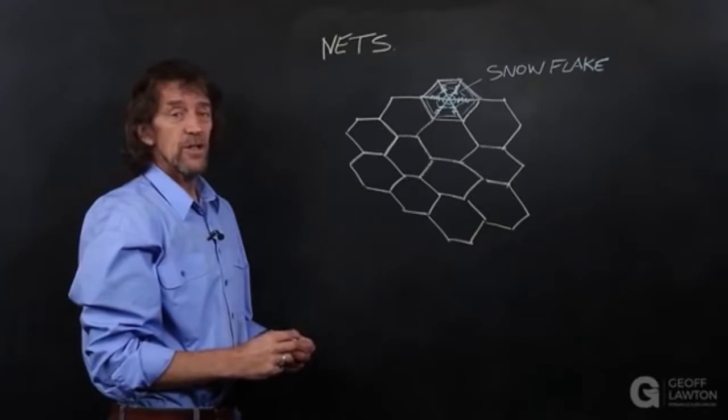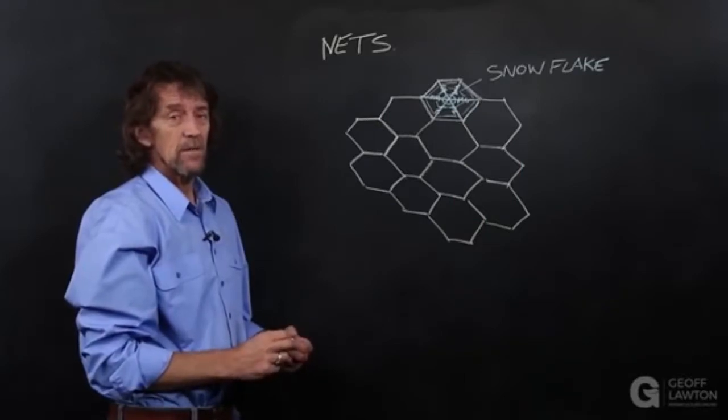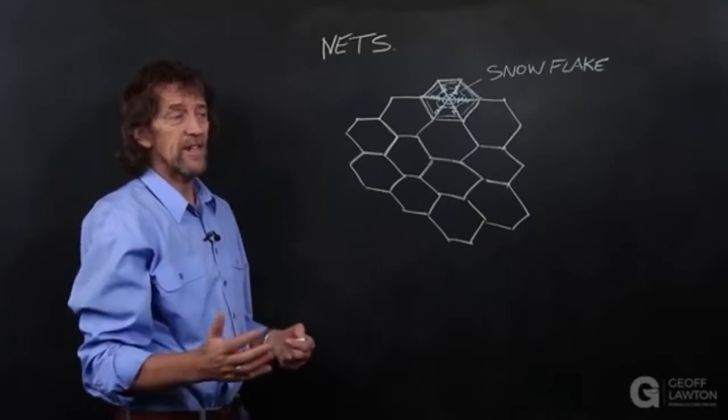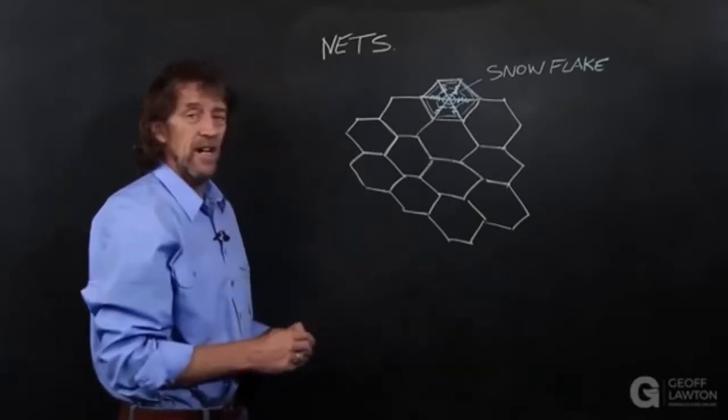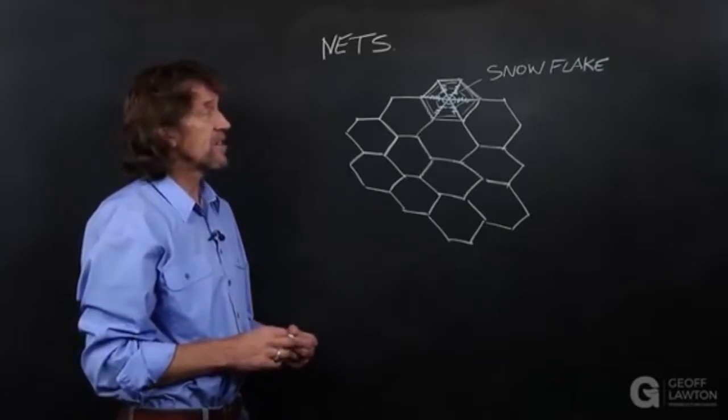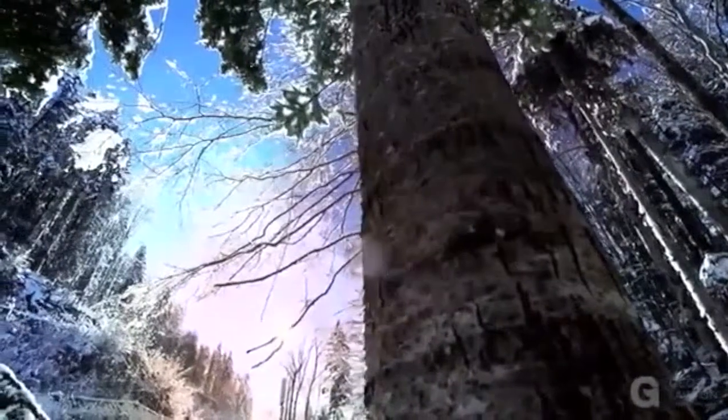And there are no two snowflakes the same. All the snowflakes that are falling now, all the snowflakes that have fallen in history, and all the snowflakes that will fall in the future are a different six-pointed star. That's an infinite number of snowflakes.